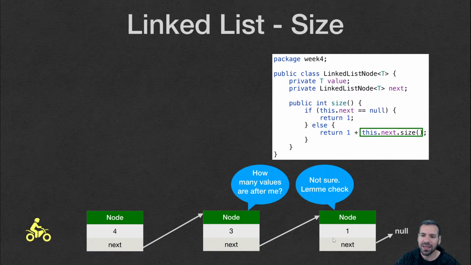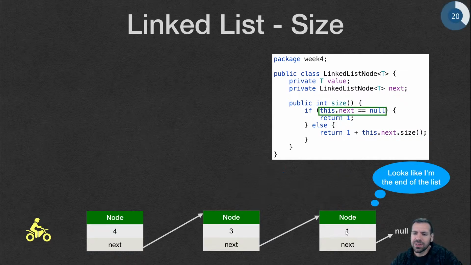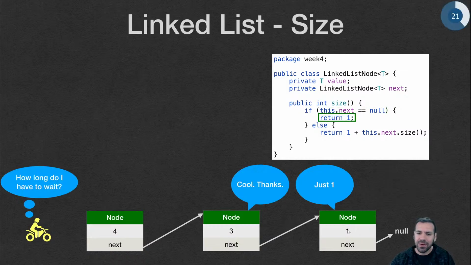This node finally, with three recursive frames on the stack, 3 frames of type size on the stack, is going to say, whoa, I'm the end of the list. Or rather, it's going to think, I'm a list of size 1. So it knows its next is null, so it's going to return 1. I am a list of size 1. I don't care what you're going to do with that information, but I'm a list of size 1 if I'm the head of the list.